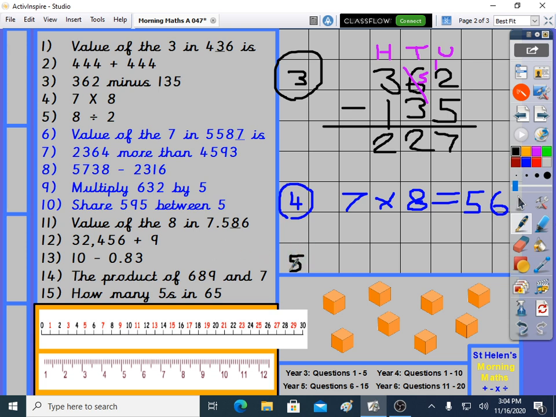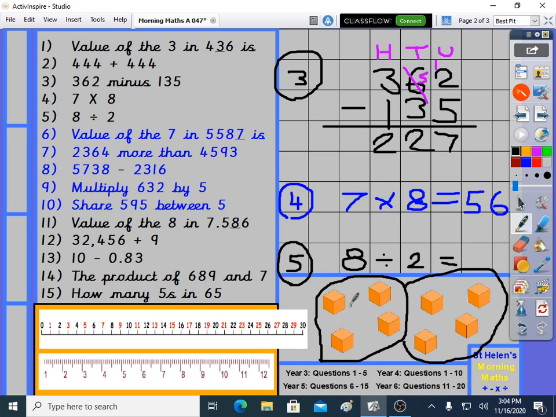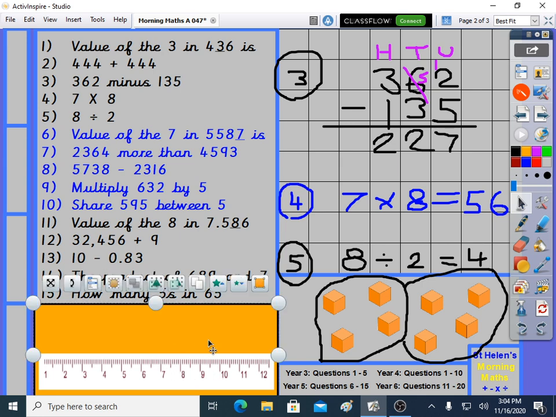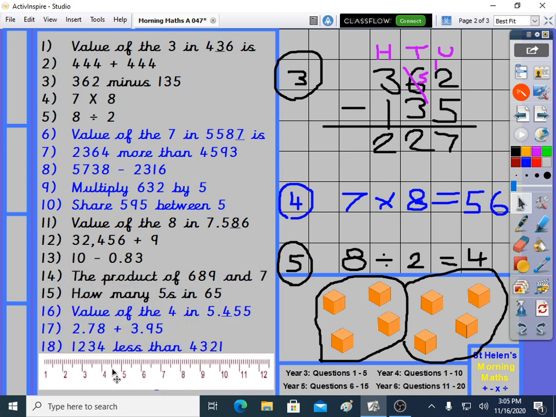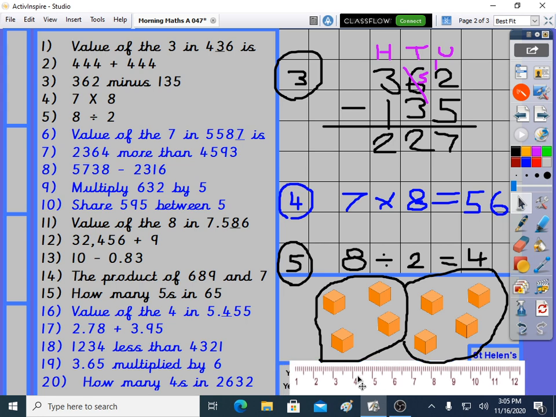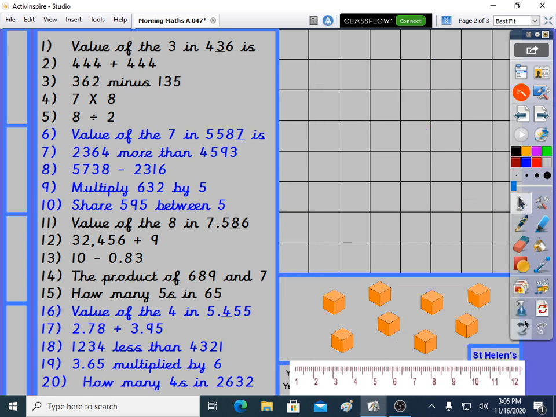Next, question 5. 8 divided by 2. 8 shared between 2. There's 8 down here. I can just put them straight into 2 groups. Are those 2 equal groups? 1, 2, 3, 4 and 1, 2, 3, 4. Yeah, there's 4 in each group. 8 divided by 2 equals 4. That's the quickest way we've done that one, wasn't it? And we'll be moving on to the year 4 level work. So let's move on to year 4.